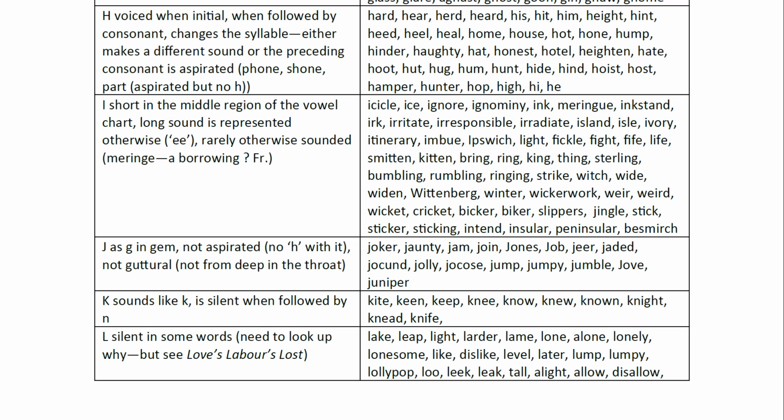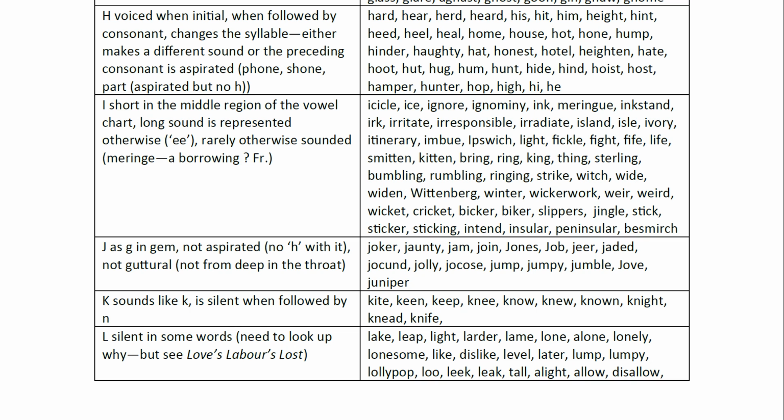Anyway, words with H. Hard, here, heard: heard and herd are homophones. His, hit, him, height. See, height is from German. That's why EI is pronounced I. As well, notice that GHT is also German, a vestigial morphological element, let's call it. GH form is also German, I think. Yeah. Hint, hint, not int.